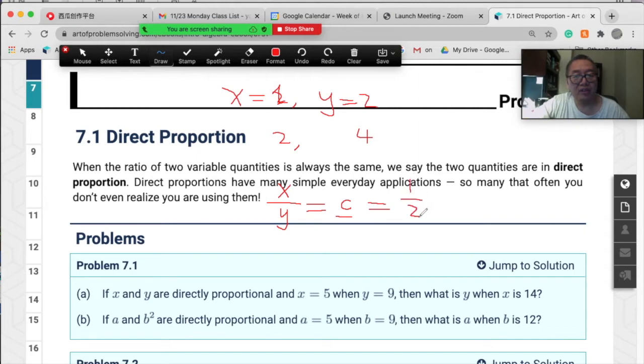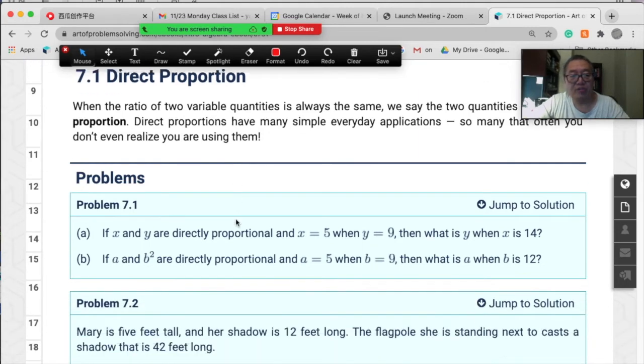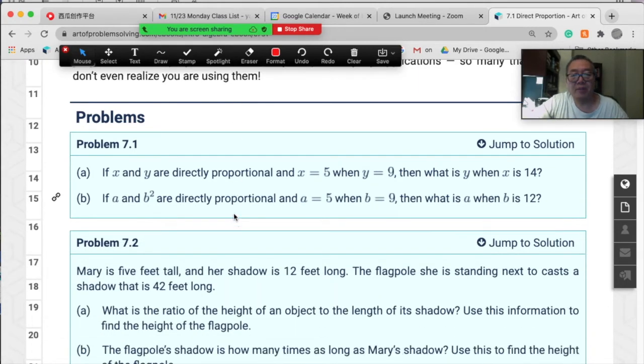This is called a direct proportion. So when x becomes bigger, y also becomes bigger. And for the same ratio, x over y always equals 1 over 2. This is called direct proportion. Okay, so now let's see some examples. Using direct proportion, we can solve some problems.